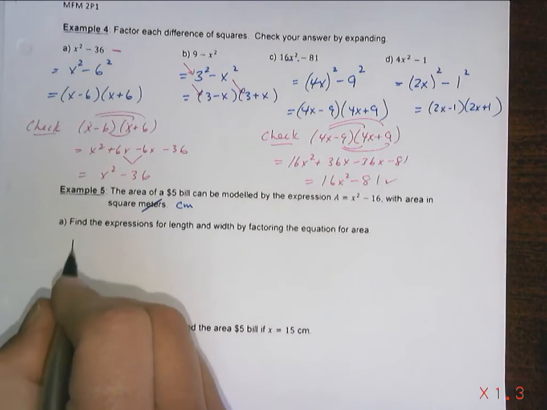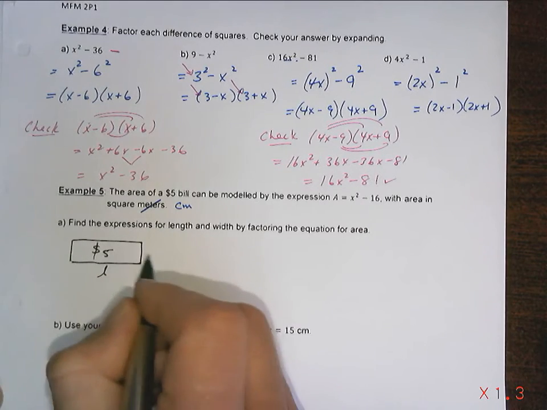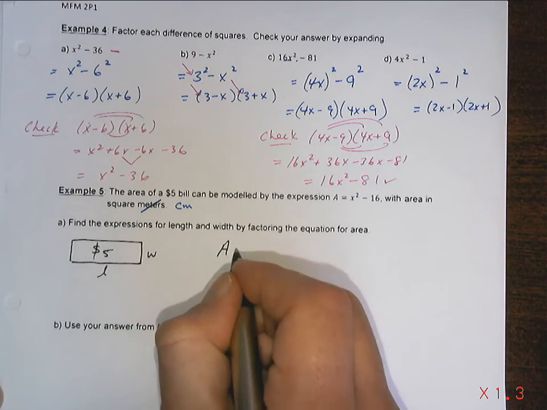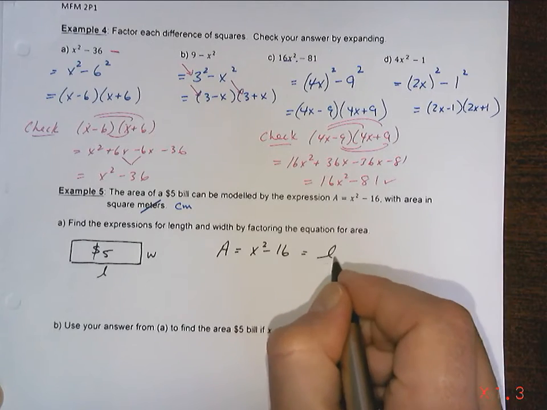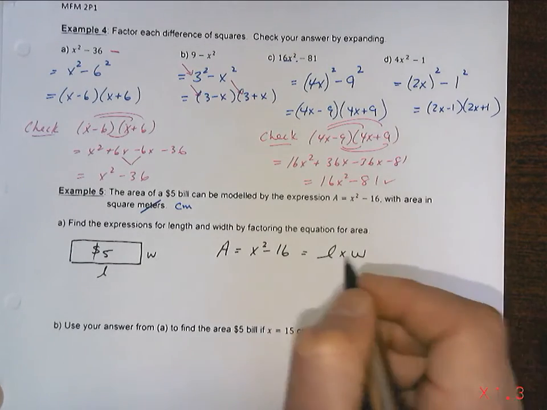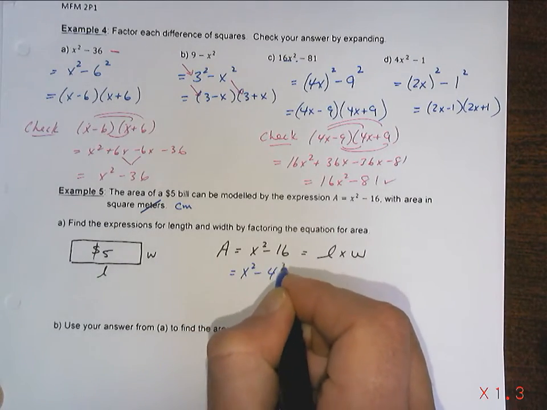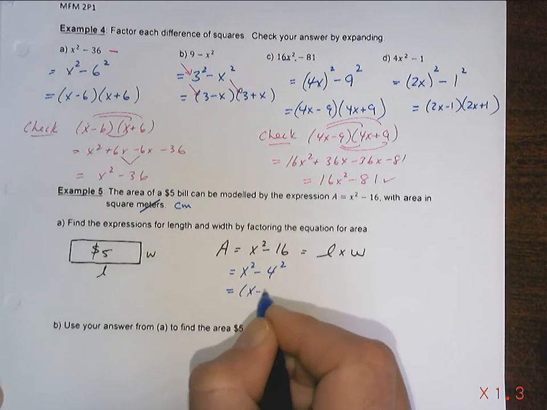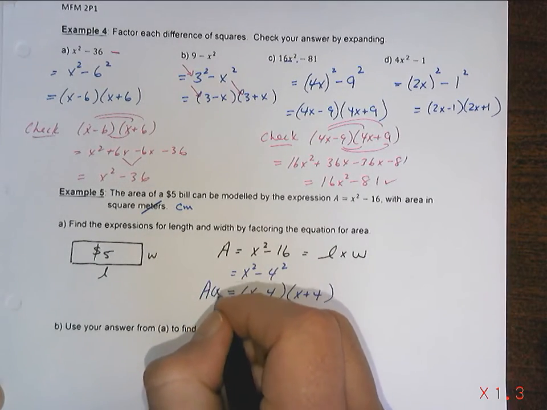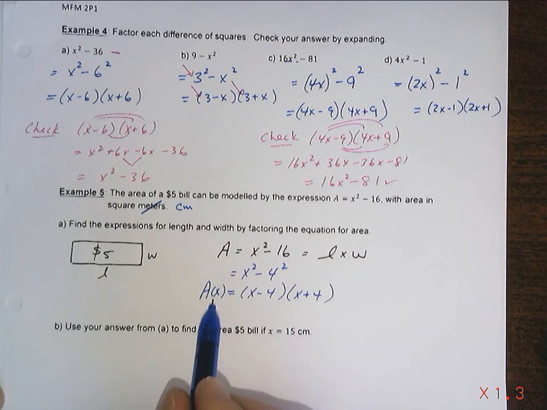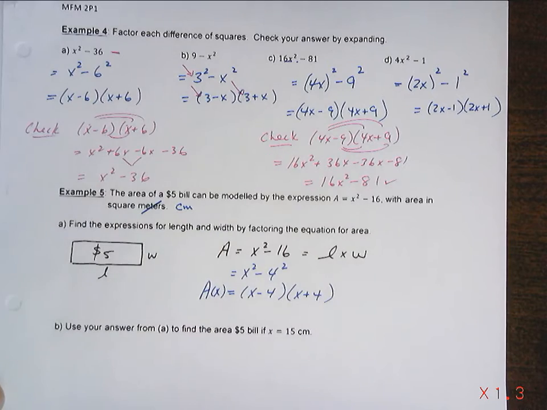All right, so a $5 bill. That's a rectangle, right? It's going to look like this. We're going to have a length, and we're going to have a width. So far, we know that the area is equal to x squared minus 16. I need to change that into a length times a width. So I got to get two things multiplied. To do that, I'm going to factor this. So it's x squared minus 4 squared, which is x minus 4, x plus 4. So I've just taken my area and I've factored it with the variable x into two things that multiply to give the area. One of them's the length and one of them's the width.